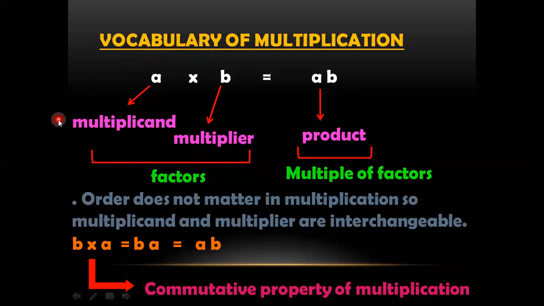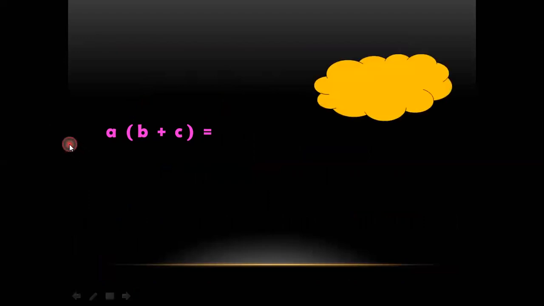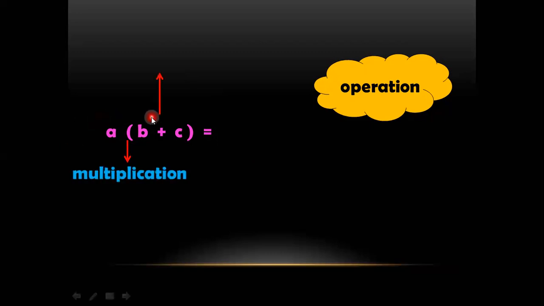So they are interchangeable, right? Now let's have an understanding about another important property about the multiplication. For example, if we multiply A with B plus C, here how many operations are here? There are two operations. The one is here the operation of multiplication, and the other is here the operation of addition, right? So there are two operations.